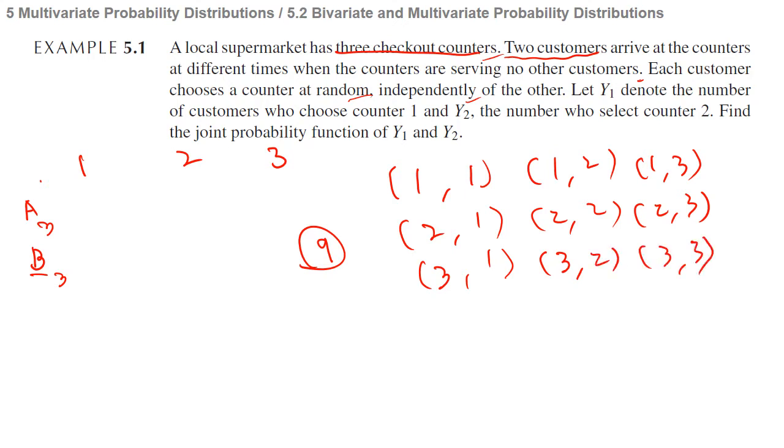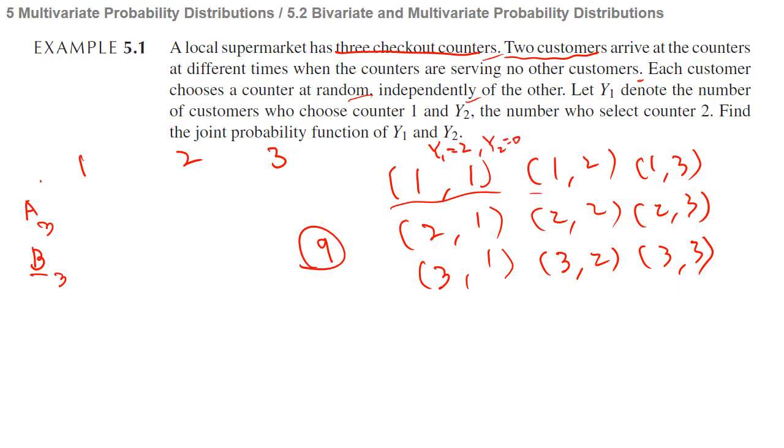Okay. And here, let y1 denote the number of customers who choose counter 1. So how many choose 1? In this case, y1 equals 2 and y2 equals 0.